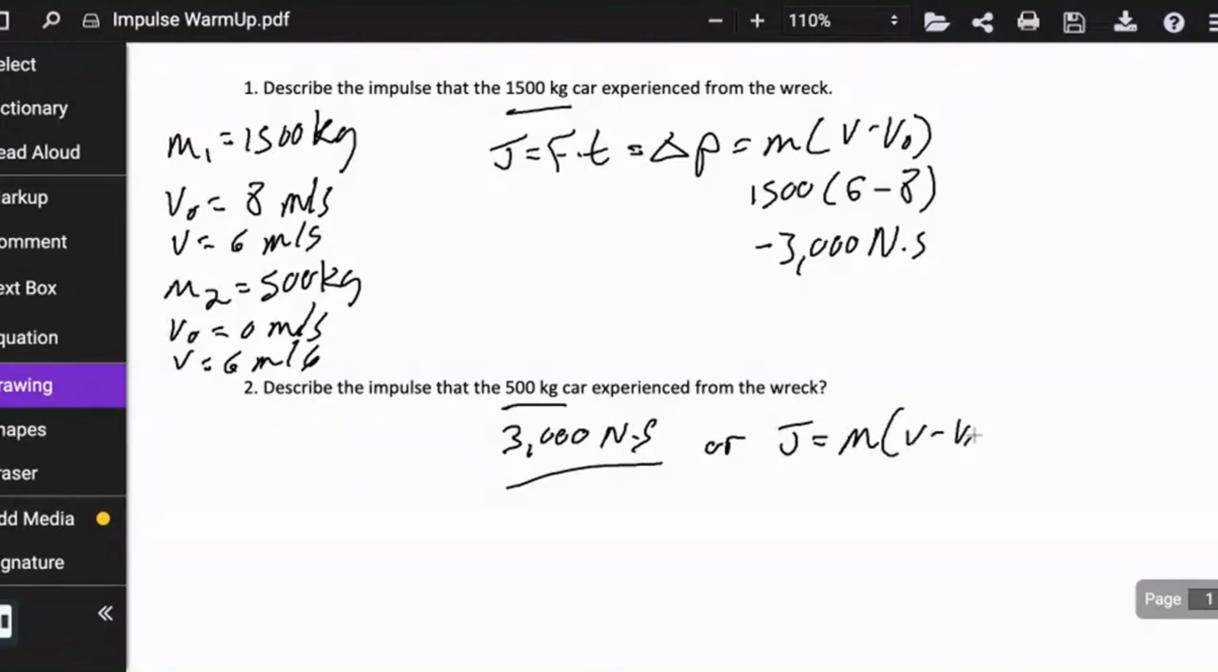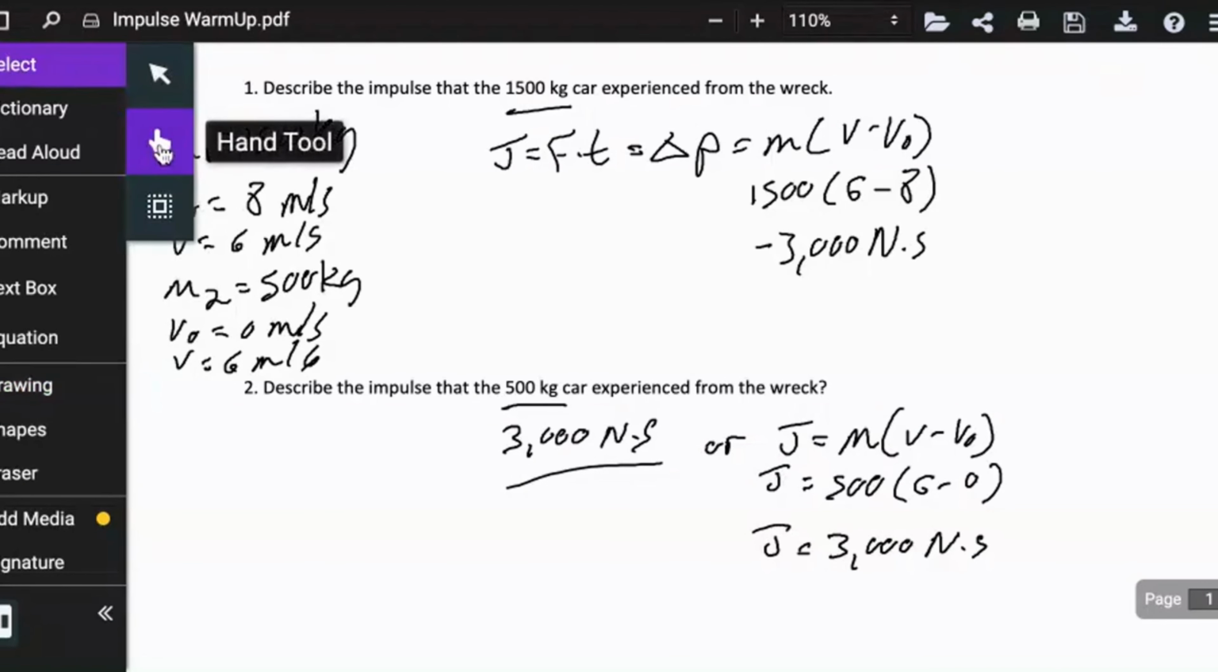But just in case we want to calculate it, we can remember impulse is change in momentum, mass times the change in velocity, final minus initial. The mass of the smaller car is 500 times its change in velocity, 6 minus 0, final minus initial. 6 minus 0 is 6, times 500 is +3,000 Newton seconds.